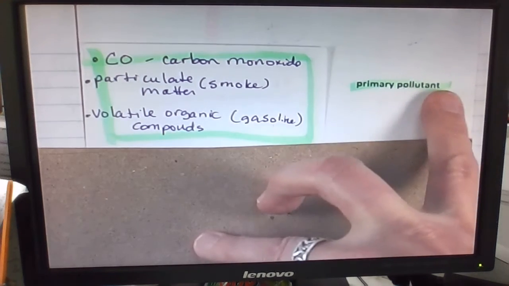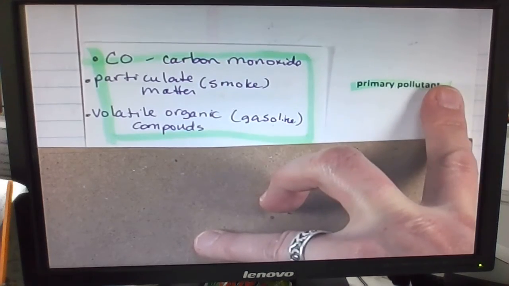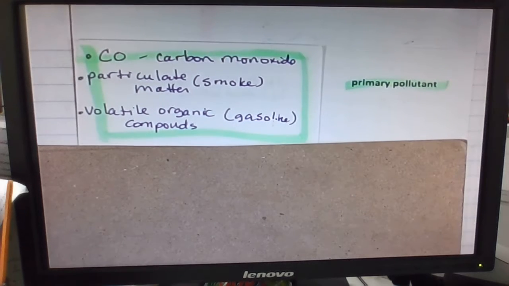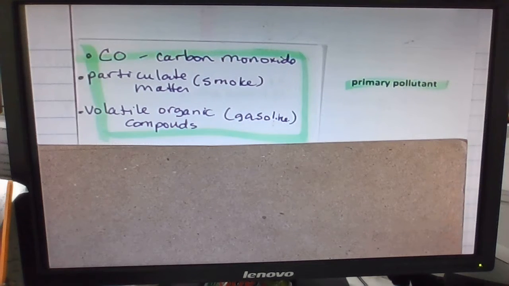All right, so highlight the term primary pollutants, box in your examples. Moving on.